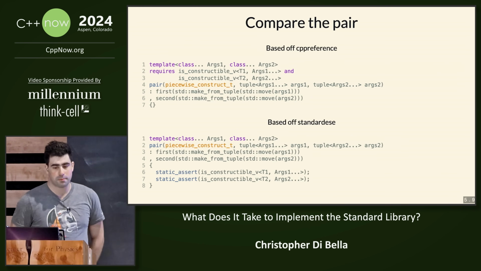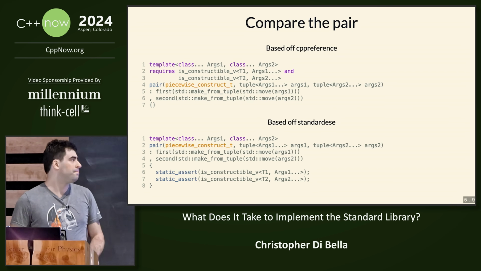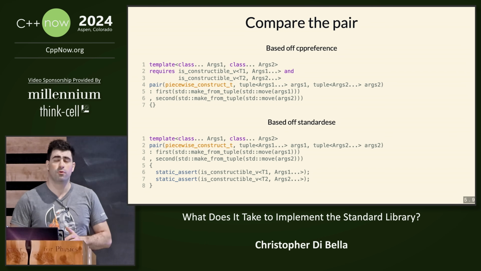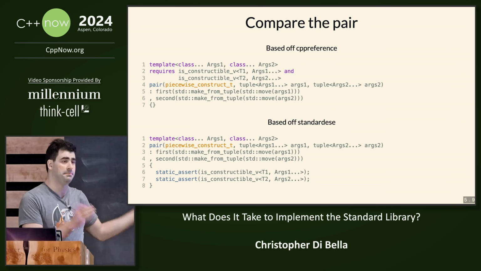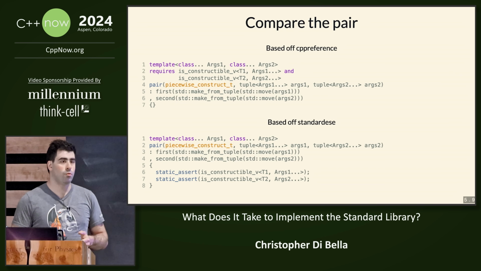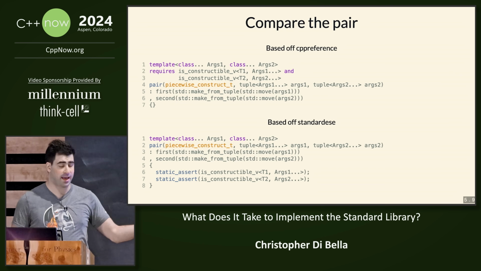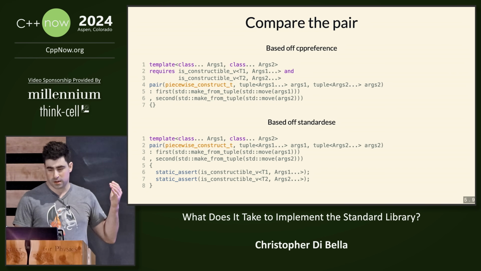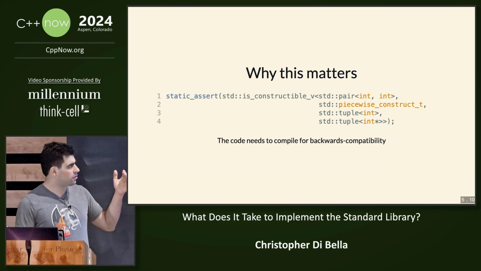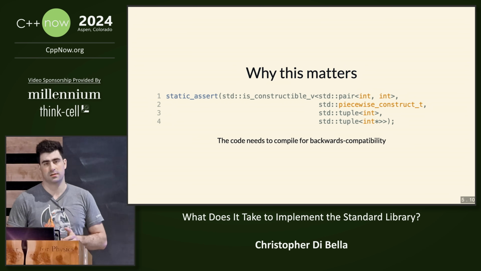And if we compare the two implementations based off CPP reference and based off the standard-ese, you may end up putting a requires clause based off the CPP reference description, because it didn't say anything about whether or not putting a requires clause is valid or not, whereas the standard is actually outlining that. And so this is important because it changes whether or not this works.